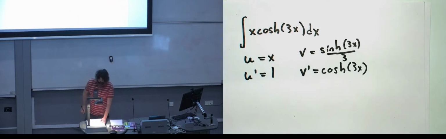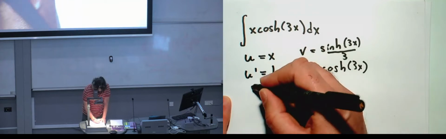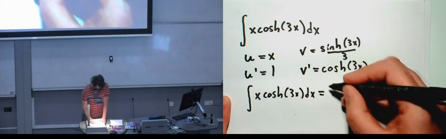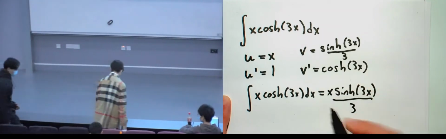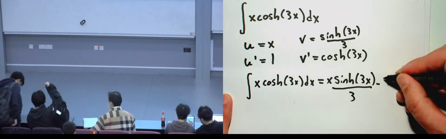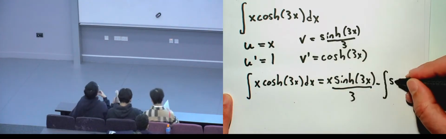All right, and so if we use this in the integration by parts formula, the integral of x hyperbolic cosine of 3x, what we're trying to find, is equal to u times v. So that's x hyperbolic sine of 3x divided by 3. That's u times v. And then minus the integral of u prime times v. So u prime is 1 times the hyperbolic sine of 3x divided by 3.